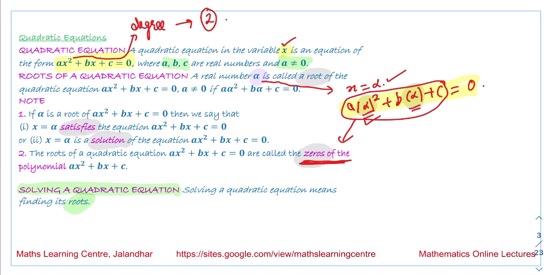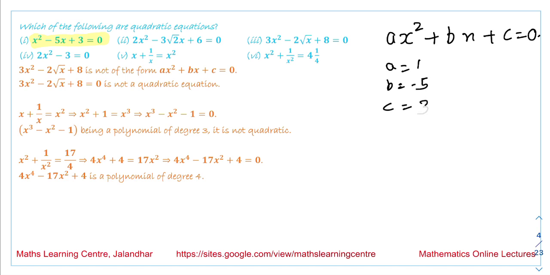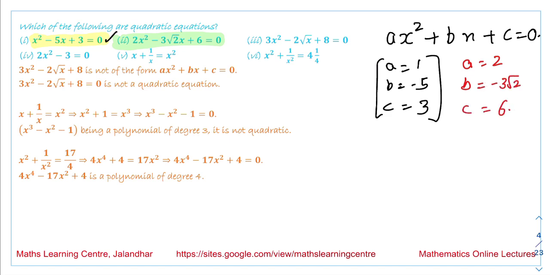Next is, which of the following are quadratic equations? If we look at the first equation, x square minus 5x plus 3, it is of the form ax square plus bx plus c is equal to 0, with a is equal to 1, b is equal to minus 5, c is equal to 3. So this equation is a quadratic equation. In the second equation, a is equal to 2, b is equal to minus 3 root 2, and c is equal to 6. So this is also a quadratic equation.